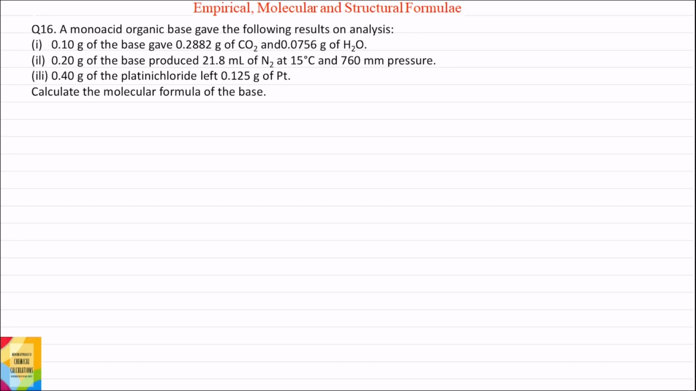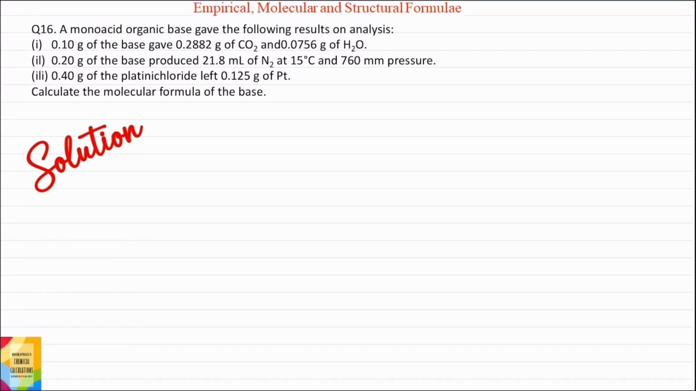Question 16. A monoacid organic base gave the following results on analysis. First, 0.10 gram of the base gave 0.2882 gram of carbon dioxide and 0.0756 gram of H2O. Second, 0.20 gram of the base produced 21.8 milliliter of nitrogen at 15 degrees centigrade and 760 millimeter pressure. Third, 0.40 gram of the platinichloride left 0.125 gram of platinum. Calculate the molecular formula of the base.